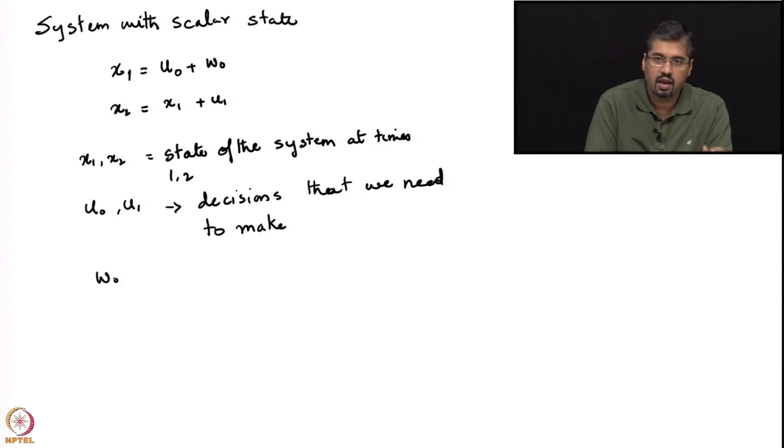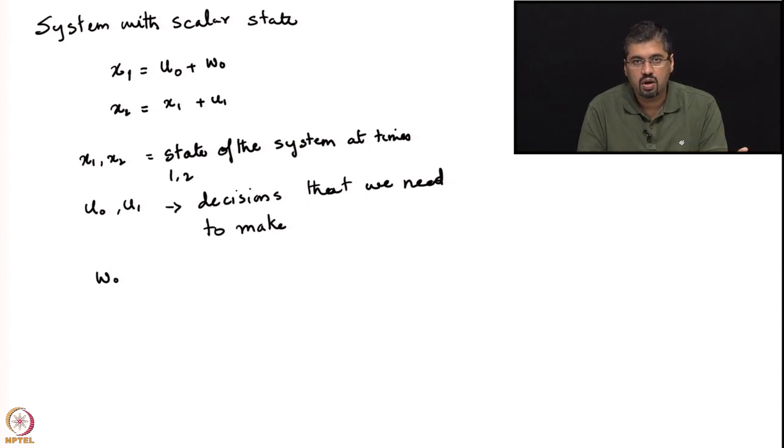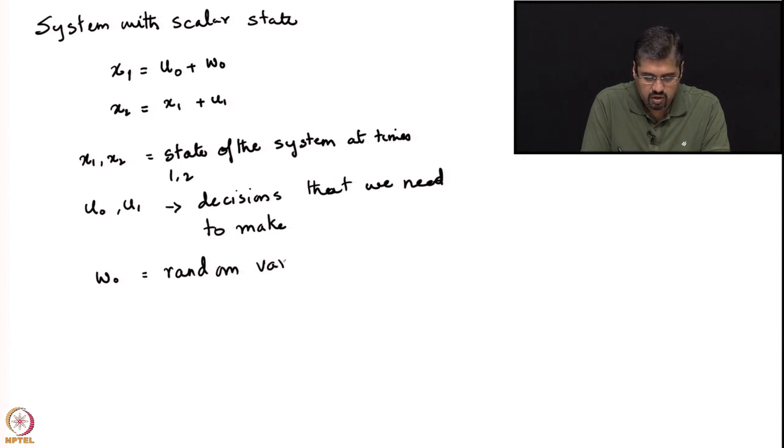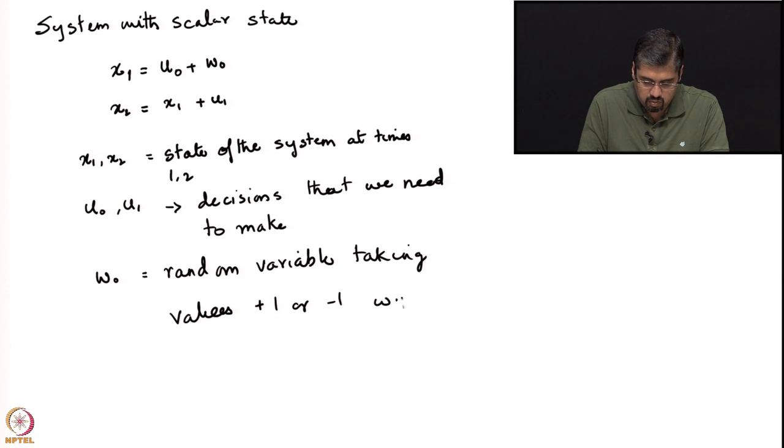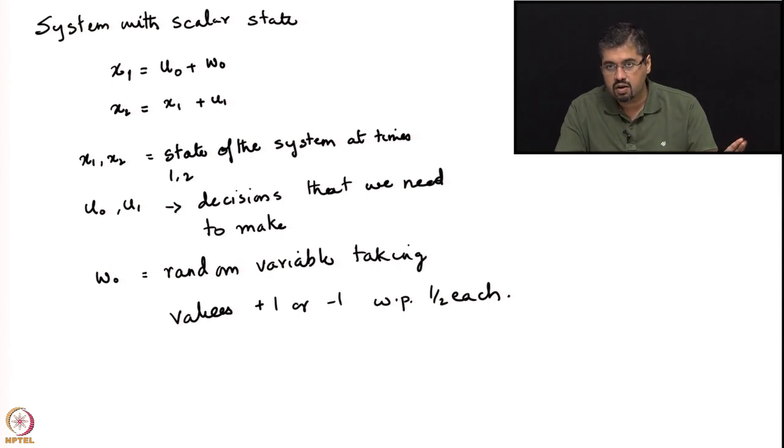w0 is an act of nature. w0 comes from the environment. So w0 is a random variable taking values plus 1 or minus 1 with probability half each. You can think of w0 as some kind of an initial state, or you can think of it as a disturbance or noise that affects the system. Whatever interpretation you prefer is something you can take.